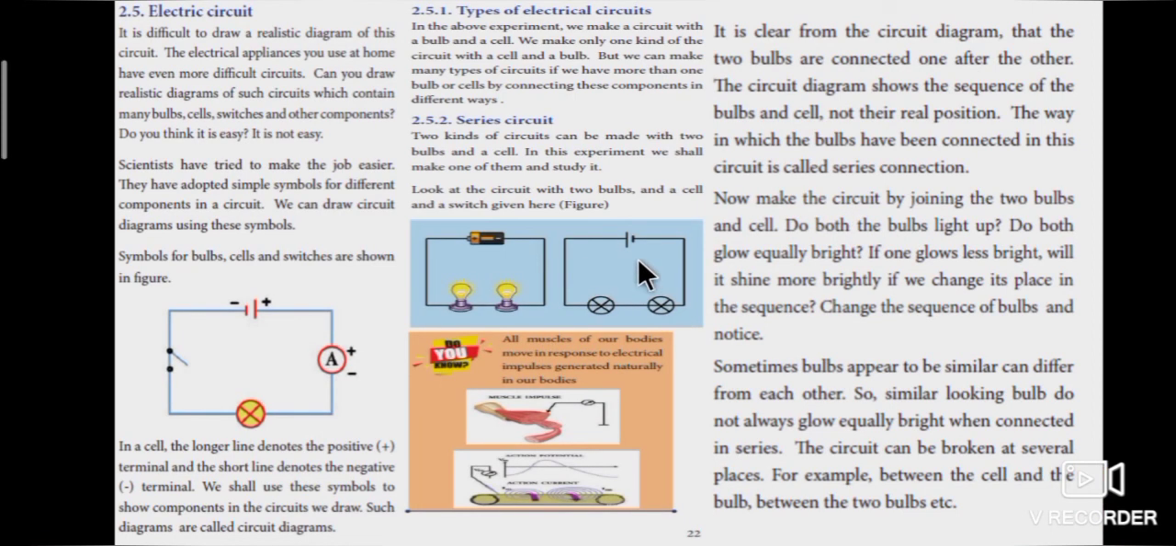Page number 22 explains about electric circuit and its types. What is electric circuit? It is a closed path. Have positive terminal and a negative terminal. What is series circuit? In series circuit, bulbs are connected in series. In parallel circuit, bulbs are connected in parallel.